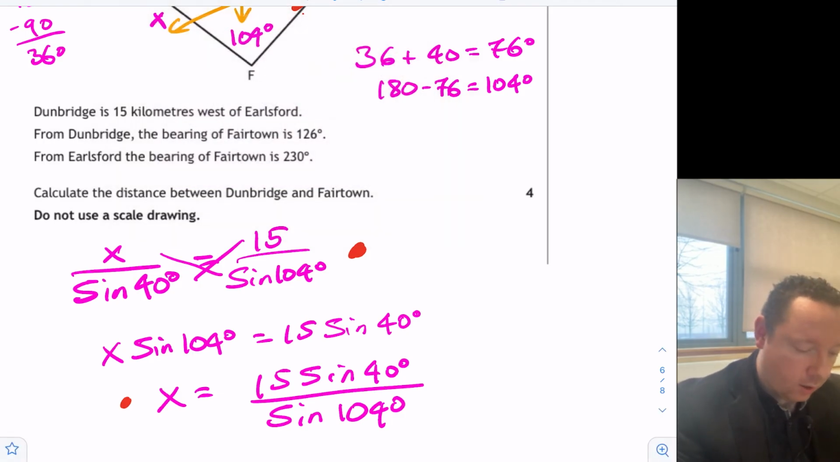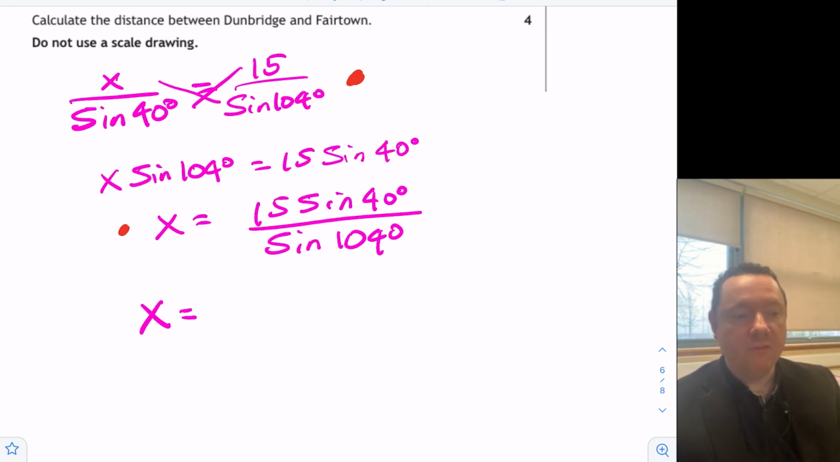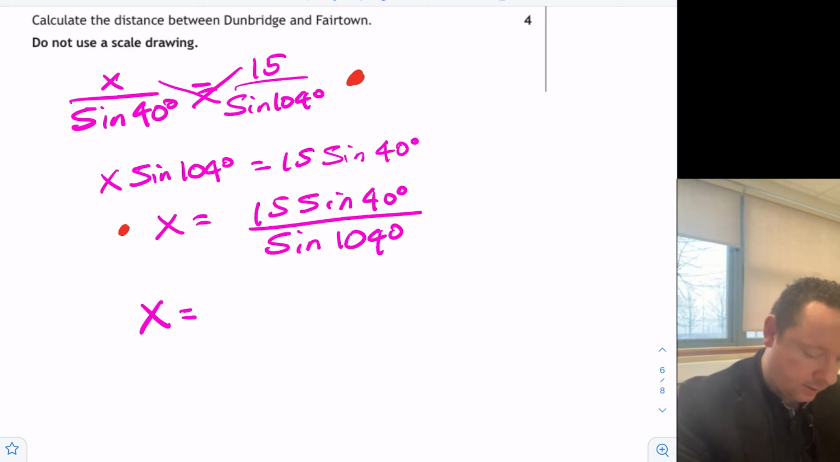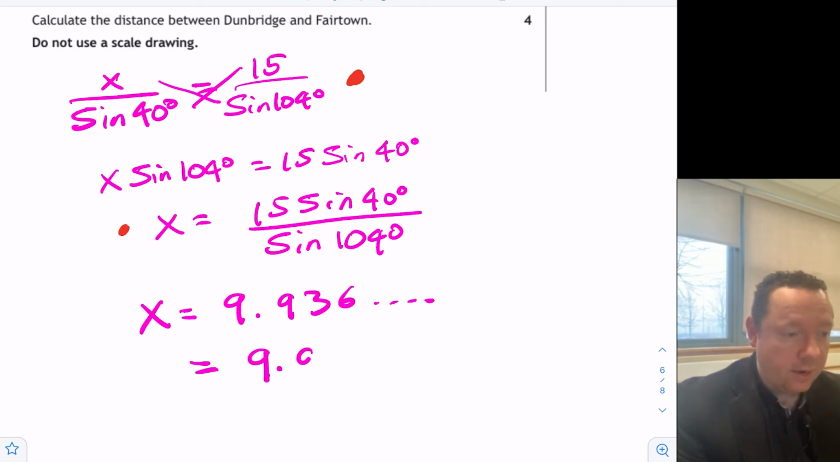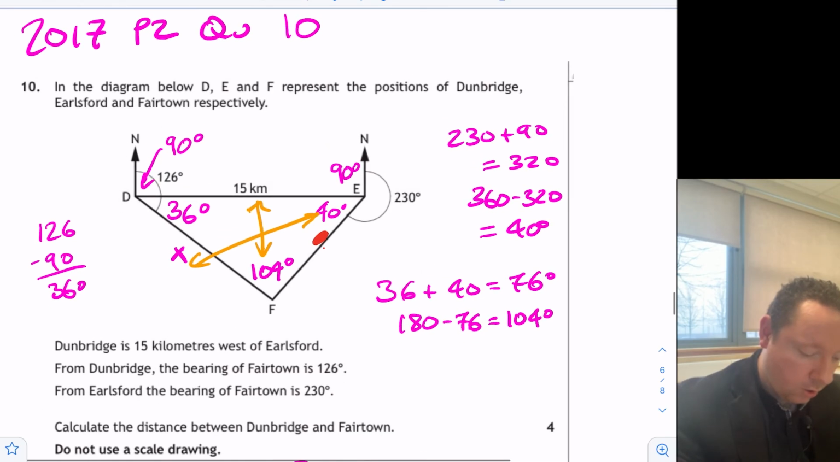And then our final mark, of course, just for working that out in a calculator, 15 times sine 40, then divided by sine 104, you get an answer of 9.936, or if you're rounding, 9.9 would be fine. And the units are still kilometres.